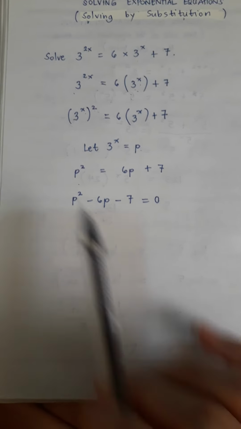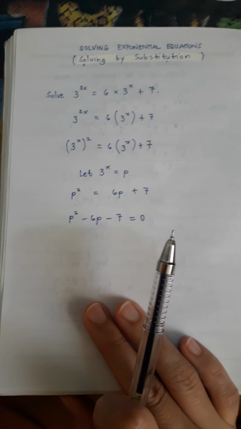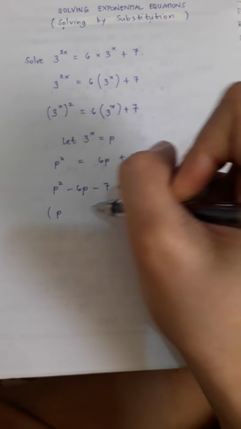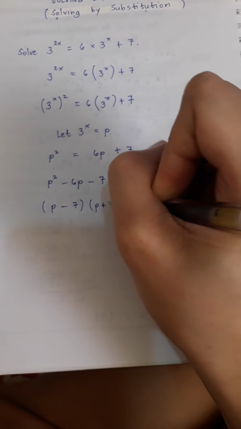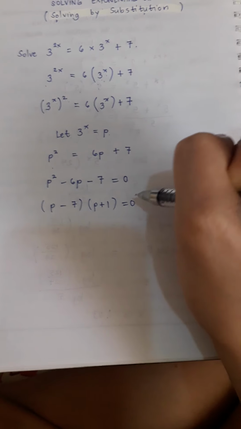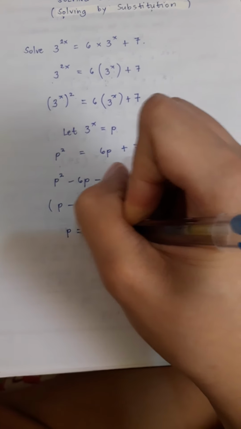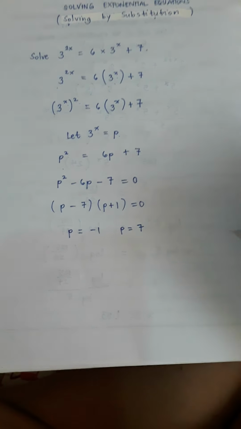So now we can solve for the values of p. Here I will be using factorization to solve. So p minus 7 times p plus 1 is 0, which means the values of p are negative 1 and positive 7.